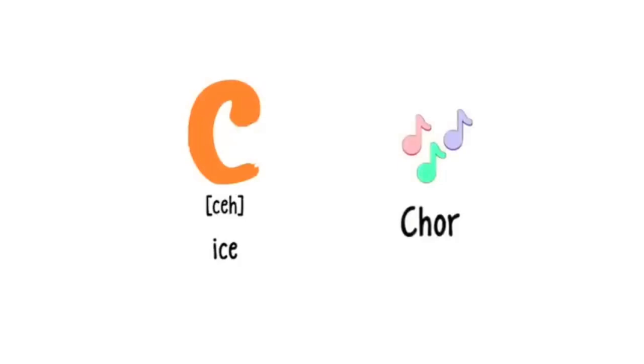Let's have a look at the letter C, which is pronounced like the C in the word ice. In the German language, the words which normally start with the letter C are pronounced like the letter K. Here we have the word Chor, which means choir.